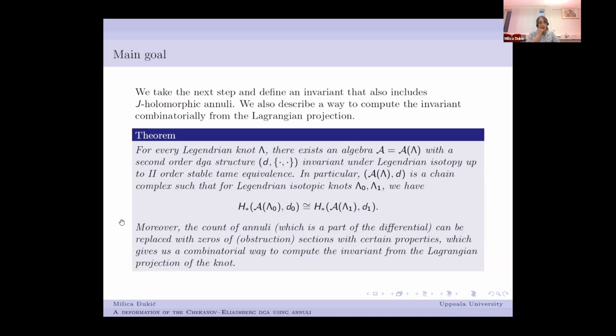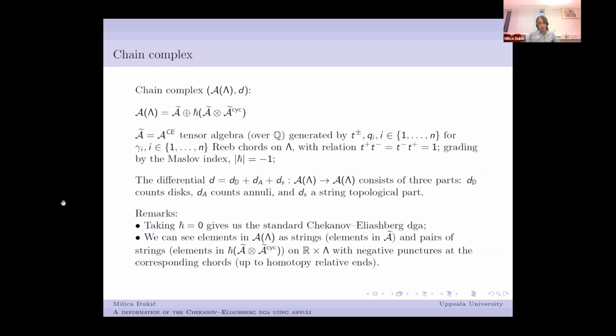Moreover, we show how the count of annuli, which is part of the differential, can be replaced by obstruction-section type sections with certain properties, which give us a combinatorial way to compute the invariant from the Lagrangian knot projection. And the main story behind it is the SFT framework of Eliashberg, Givental and Hofer. So I will now introduce the invariant.